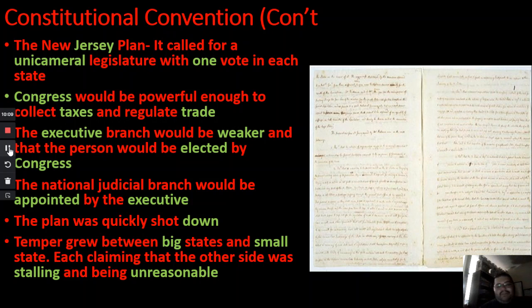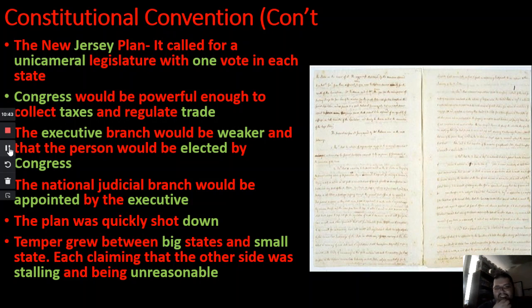And this plan was quickly shot down. It was like people were kind of like, eh, this one sucks. Who wrote this? New Jersey? Get out of here with this, you know? And then this is where some people started getting kind of angry. So small states were like, well, we kind of like that plan because it really helped us. So why are you getting mad? Why are you shooting this thing down? And so big states and small states started fighting each other, you know, because again, they're trying to get what's best for their state, and then for the government as a whole.